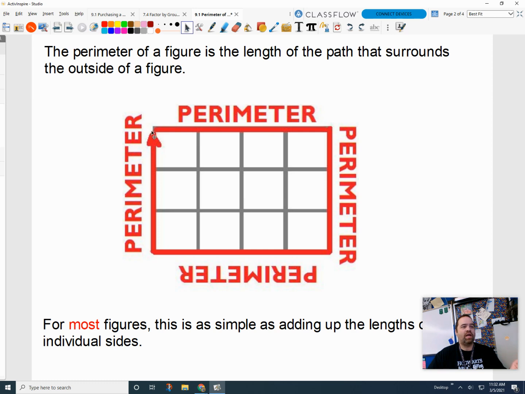So in this example, across the top I've got 4 units long, then 3 down the right-hand side, then another 4 across the bottom, and another 3 up the left-hand side. So if I add those up, 4 plus 3 plus 4 plus 3, I get a perimeter of 14. It's going to be 14 whatever units those lengths were, like 14 inches, 14 feet. Your answer is typically in the unit that you're given, except when we get into area, which is going to be a little bit different.